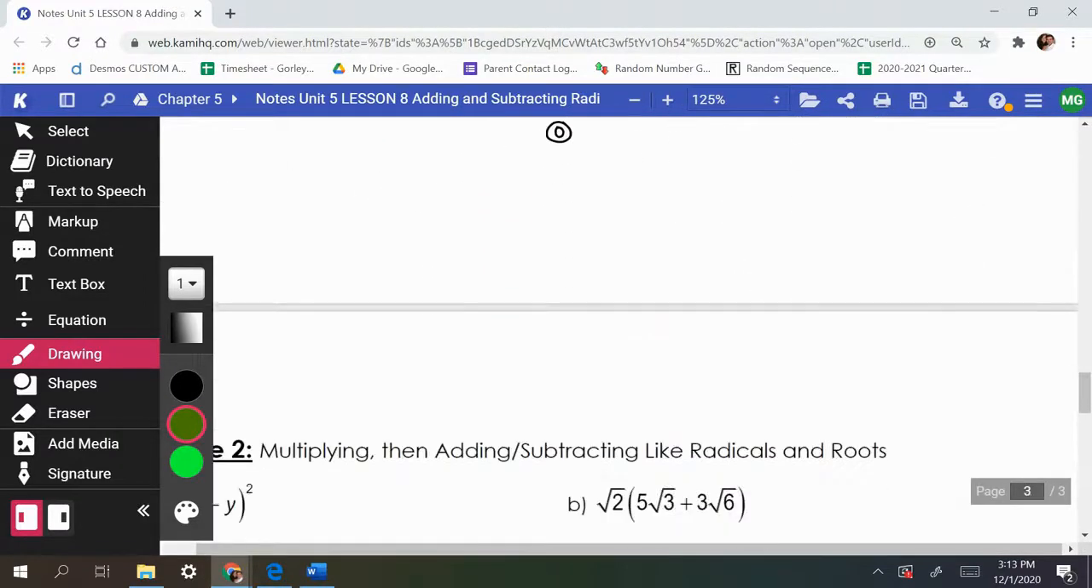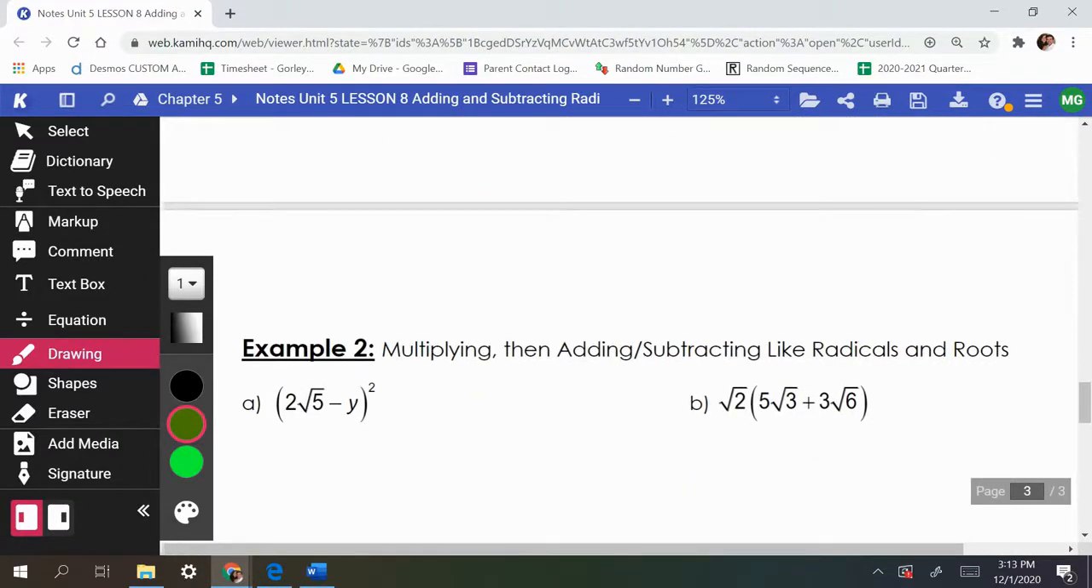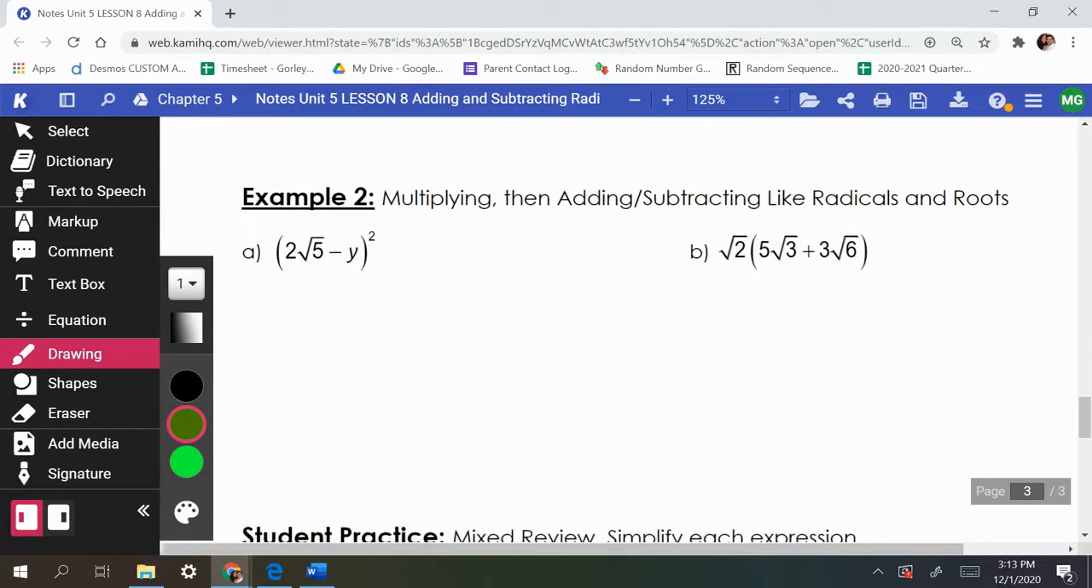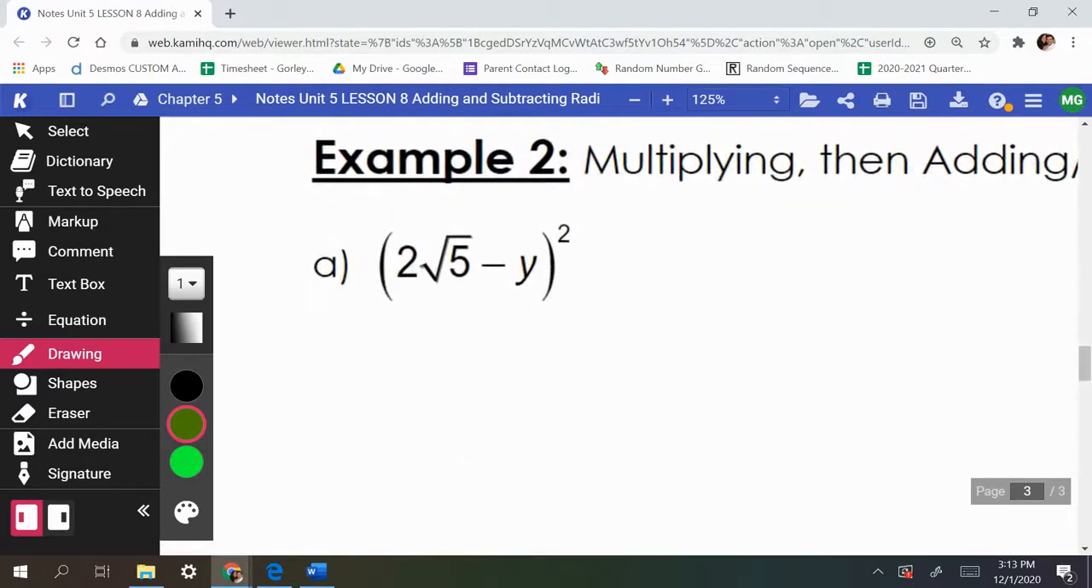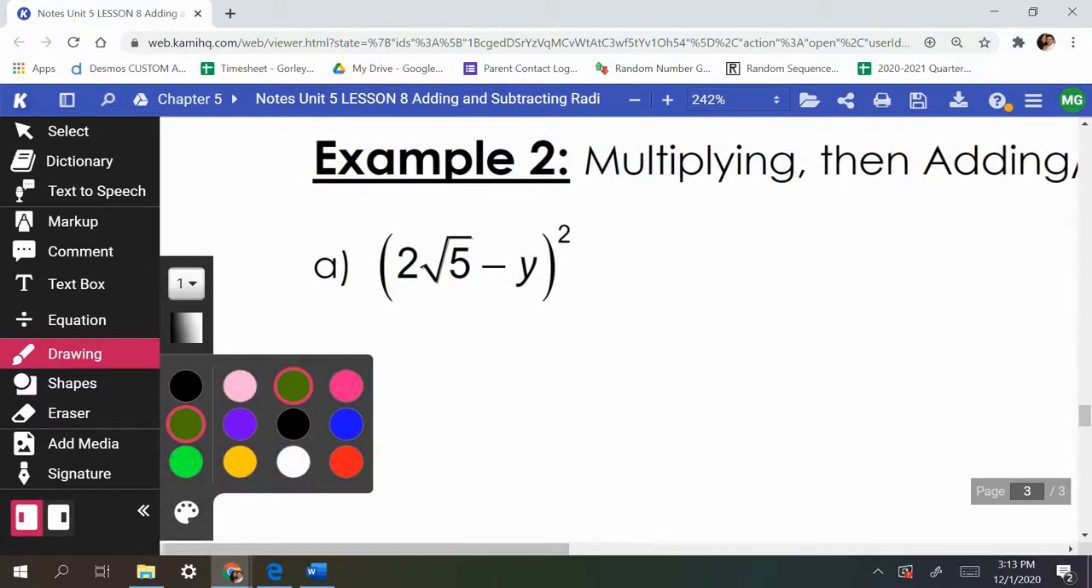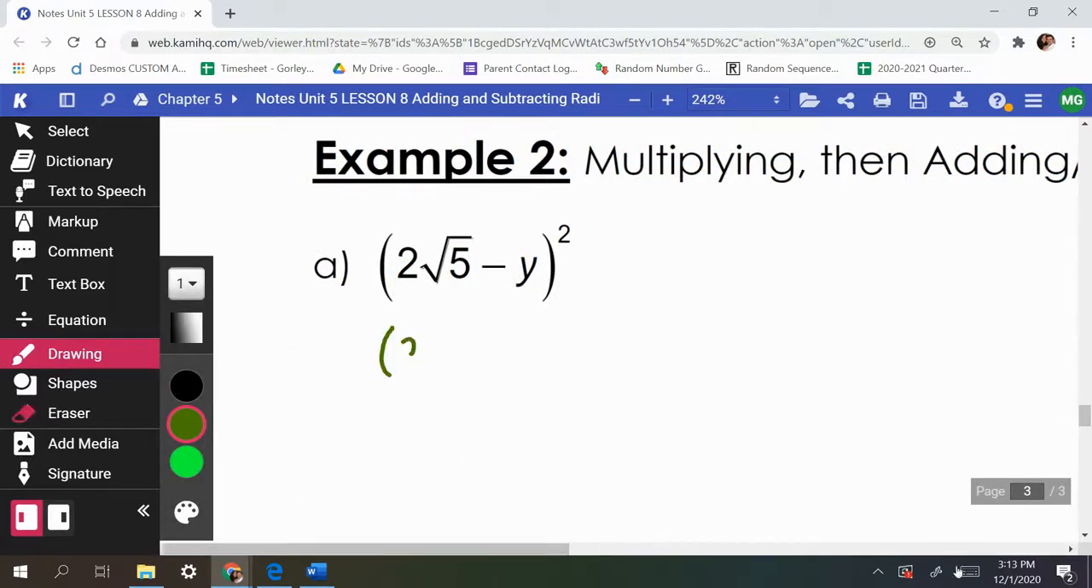All right, let's go on to the next page here. In the next page, we're just practicing more multiplying. We're going to multiply first, and then we're going to combine like terms and add and subtract like radicals. So let's go ahead and take a look at this one. If we have a binomial squared, remember what that means is just to take that binomial and multiply it by itself.